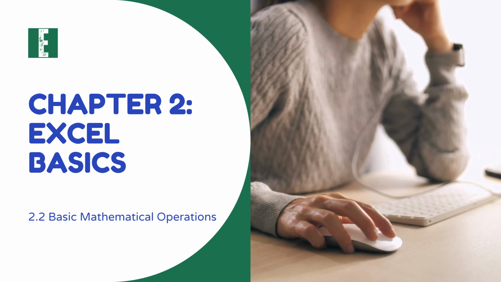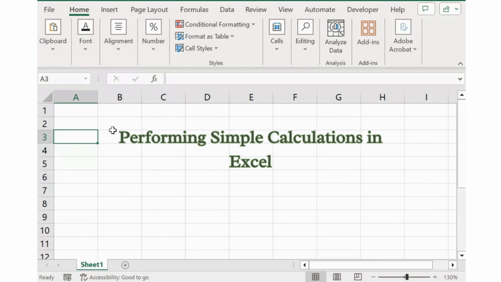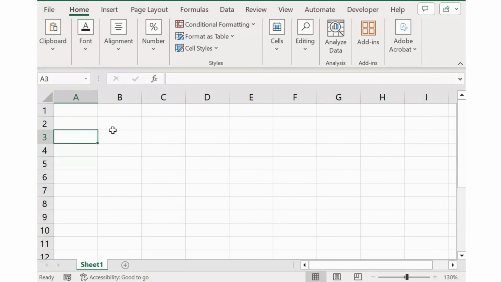2.2 Basic Mathematical Operations. Performing simple calculations in Excel. Excel is a powerful tool for performing mathematical calculations. You can use it as a calculator and much more. To perform a calculation, click on the cell where you want the result to appear. This is usually adjacent to or near the data you want to calculate.